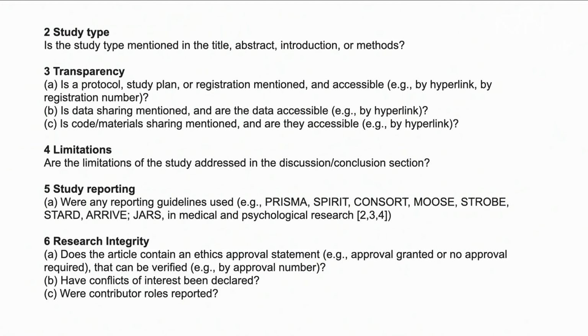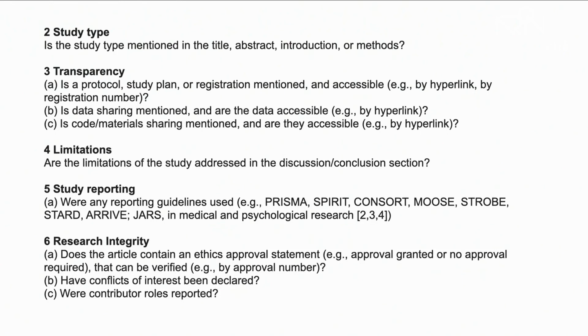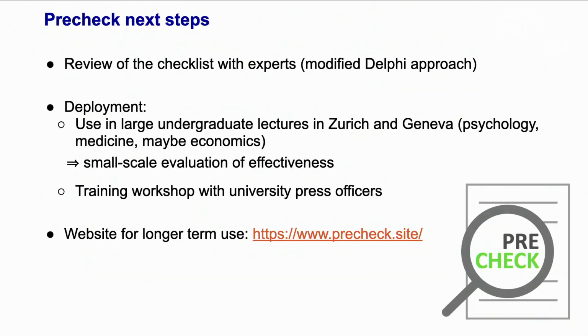There would be study type, a few questions on transparency, limitations, and reporting. We come from a biomedical background, so reporting guidelines are important to us. And research integrity, which makes the link to the last few days. If you read quickly what's on there, we talked about many of these things, like ethics approvals, conflicts of interest, and what the contributors' roles are.